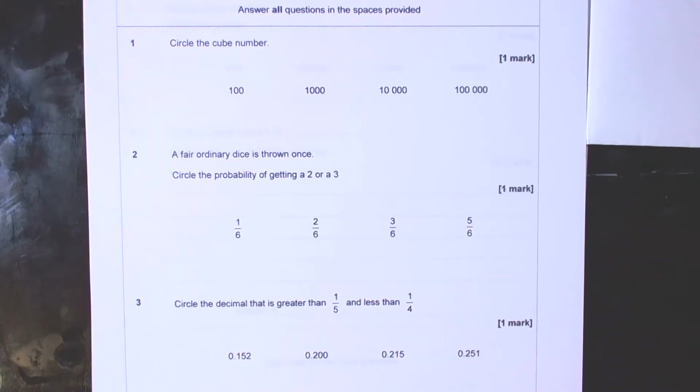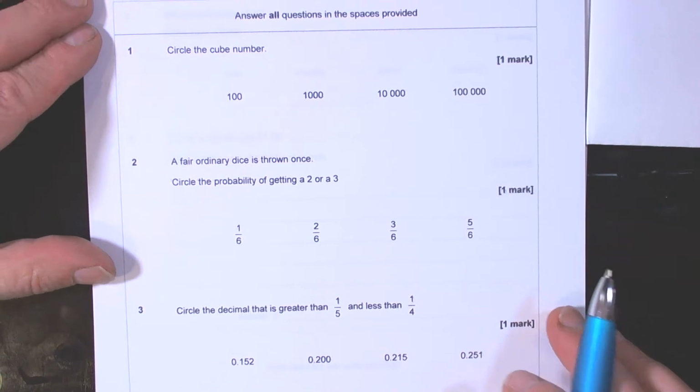So this is the run through of AQA paper 3F from November 2017. Hope it's useful, guys.